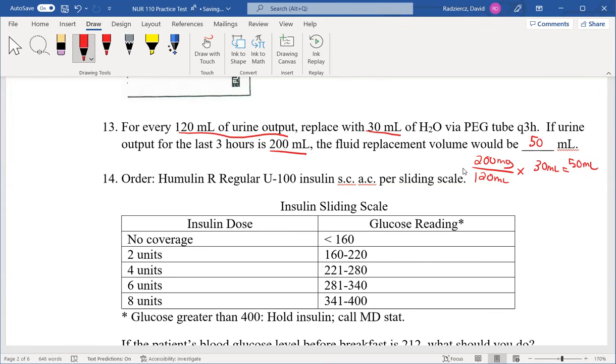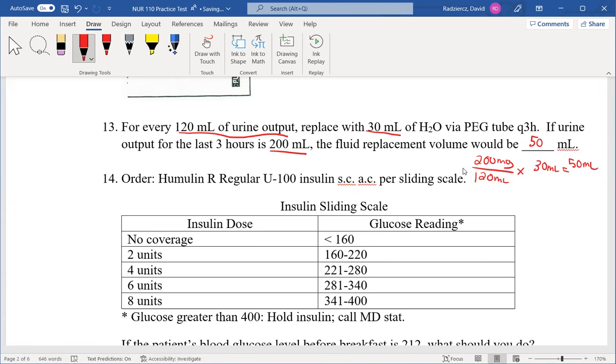But if you set this up the way I even wrote in your review packet, and it gives you at least a review that's posted online, it tells you to take the actual urine output, so the 200 milliliters in this case, over the potential or expected or theoretical urine output, times your replacement volume, and then you'll get your answer.